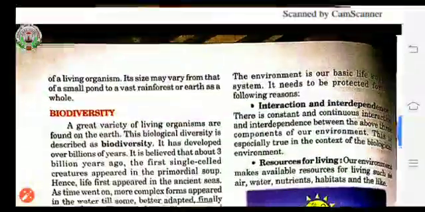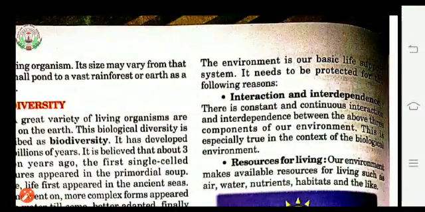The environment is our basic life support system. What the environment is for us is that it is supporting basic life. Basic means essential and important. So this is very important and essential for our life support system. From the environment we can take oxygen for our life. From the environment we can have healthy air so that we can breathe. Likewise, it needs to be protected for the following reasons.